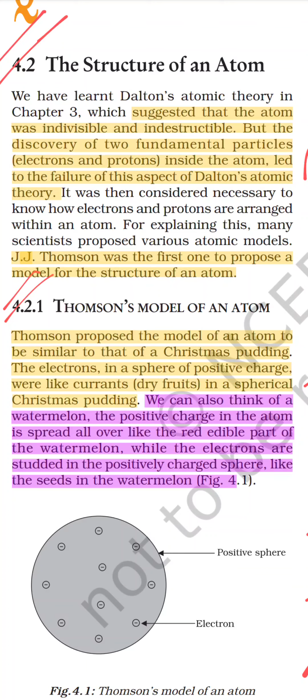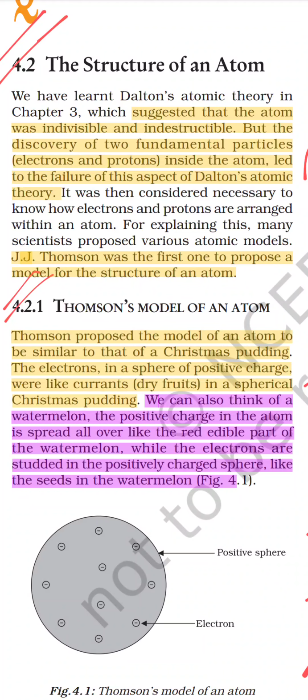J.J. Thomson was the first one to propose a model for the structure of an atom. Now we will discuss the Thomson model of an atom.